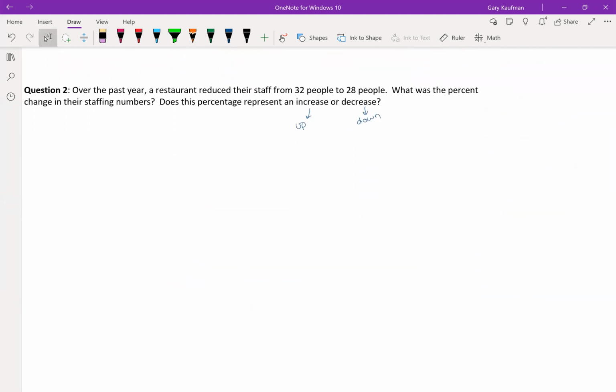Okay, so question two. We are told that the restaurant is reducing their staff, which means our start of 32 staff is our 100%, which means we have a percent decrease because I'm reducing to 28. So again, there's two different ways in which you can do this. You could do method one, where we could say, okay, well, my reduction in staff is 4 people.